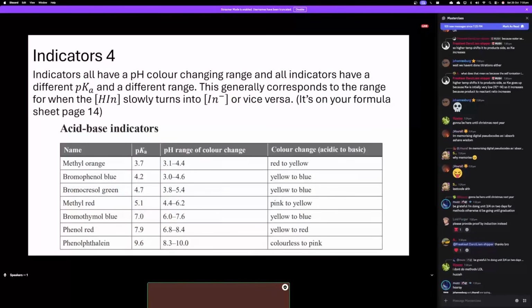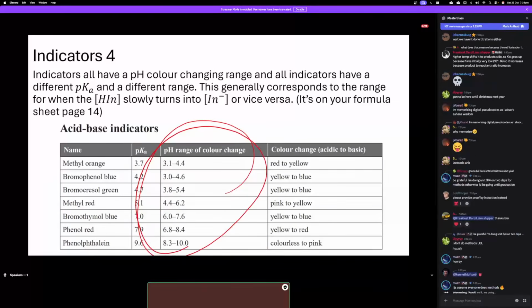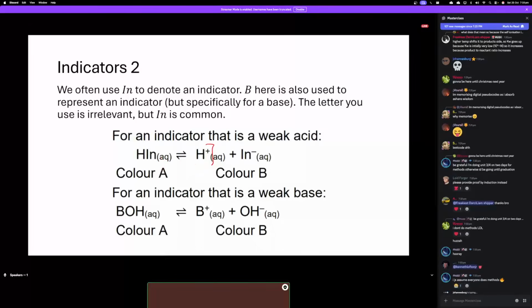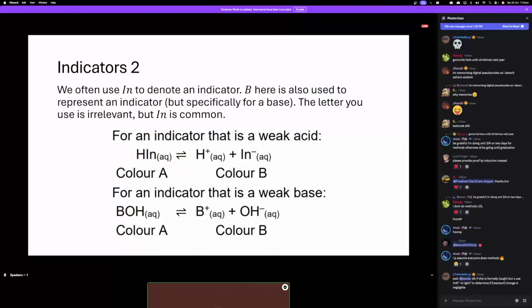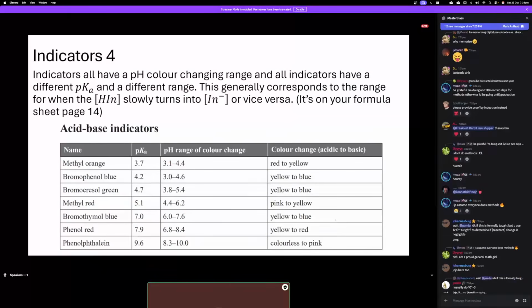In your data book, you have a bunch of different indicators, and you'll need to know when to choose them. You're given their pKa and the color change range. This is an equilibrium, so if I had too much of one form, it will shift slowly from a lot of this to a little bit to barely any, and then a little bit of the other to a lot of the other. That range is this, a range of values, and you can see the pKa is roughly in the middle of that range.